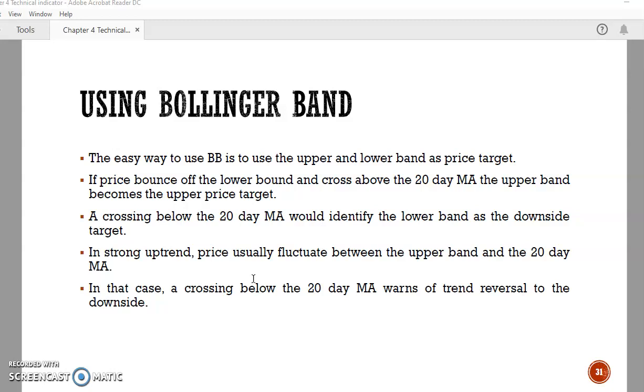In a strong uptrend, price usually fluctuates between the upper band and the 20 moving average. In that case, a crossing below the 20 days moving average warns of a trend reversal to the downside.